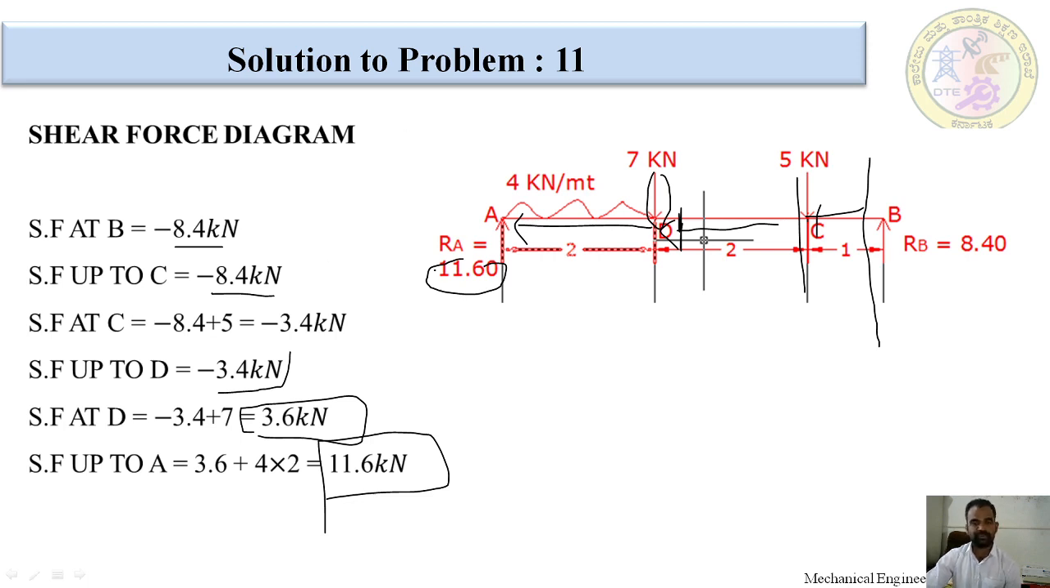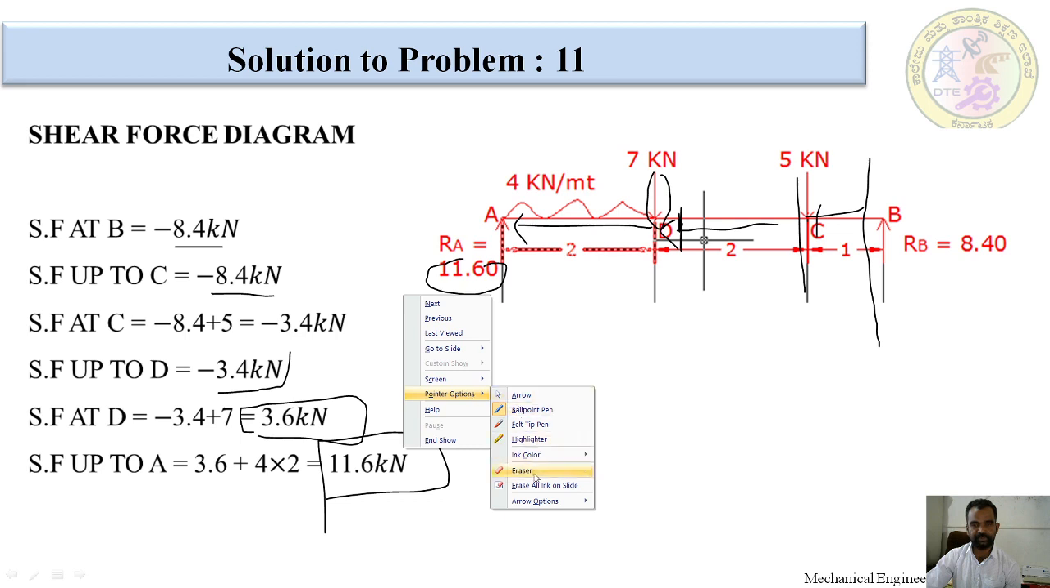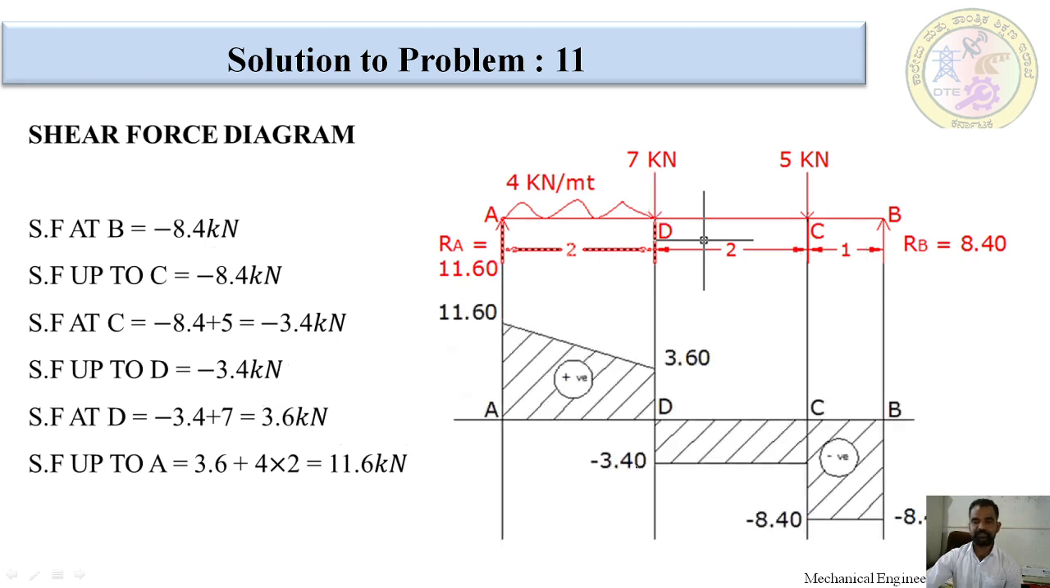Okay, next we are going to draw the SFD. This is the SFD; I am going to draw on the baseline, the zero line. This line is C, this is D, this is A. How much did we get at the right end? Negative 8.4. Mark it here and join with a vertical line. There is no load between these two points, so we draw a horizontal line.